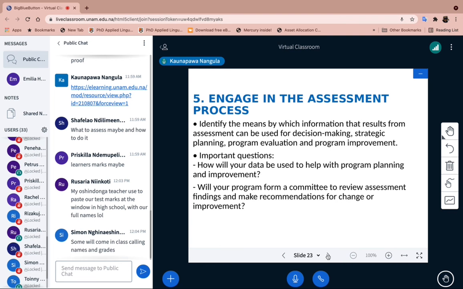Does this have everything to do with the learners, or does it have everything to do with the teacher who's teaching math, for example? Does he need training? Do you understand? And then program evaluation and program improvement, like what do you need to work on?